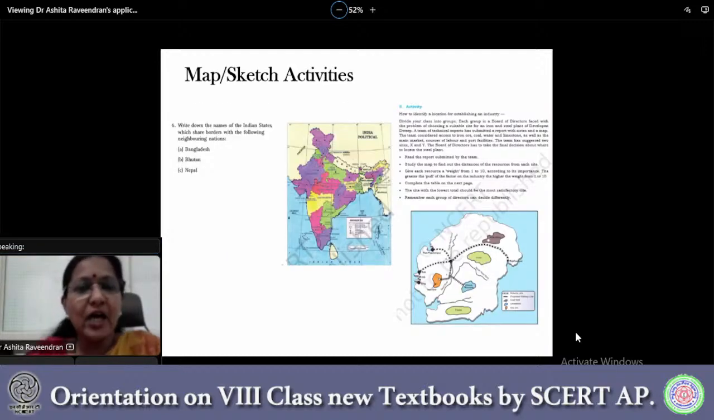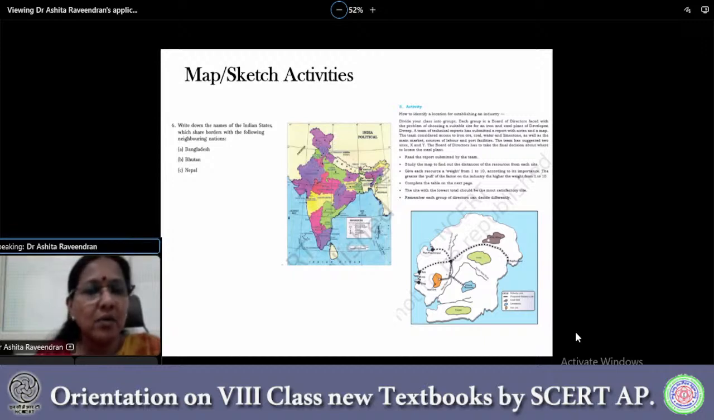Our textbook is very colorful, we have many colorful maps being given. There are sketch activities also being given. For example, here there is a political map of India which has been given, and the learner has been asked to write down which are the states which share the borders with the neighboring nations. So they understand which are the neighboring nations and which are the boundaries of the Indian territory, which are the states which share the boundaries with the neighboring nations.